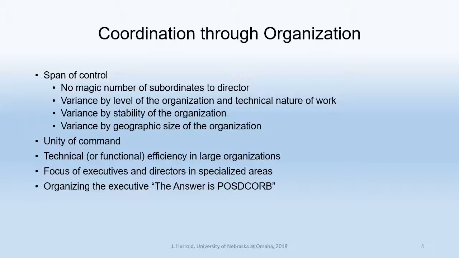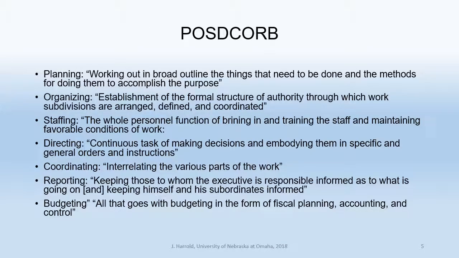Unity of command is essential in organizations. That is, outside organizations will coordinate with you, but they will not command you. And executives and directors are specialized in functional areas. And so Gulick came up with this idea of POSDECORB to really say what executives were supposed to do. POSDECORB stands for planning, organizing, staffing, directing, coordinating, reporting, and budgeting.